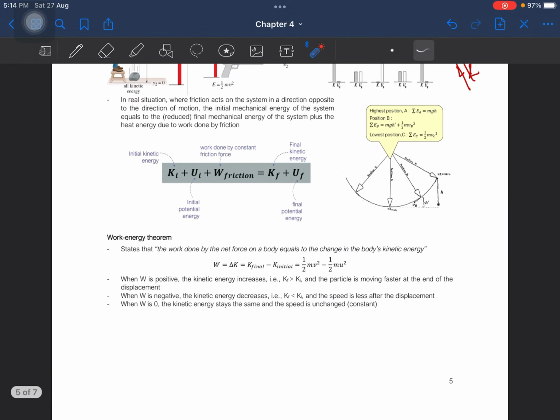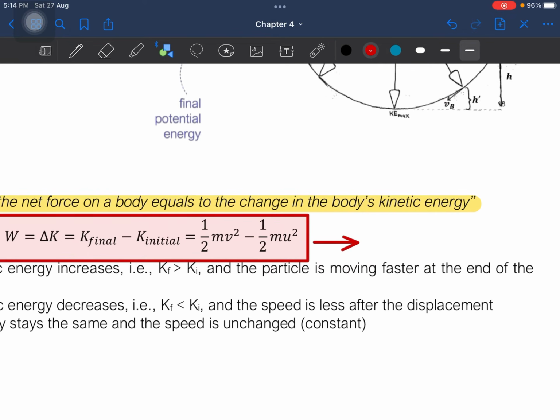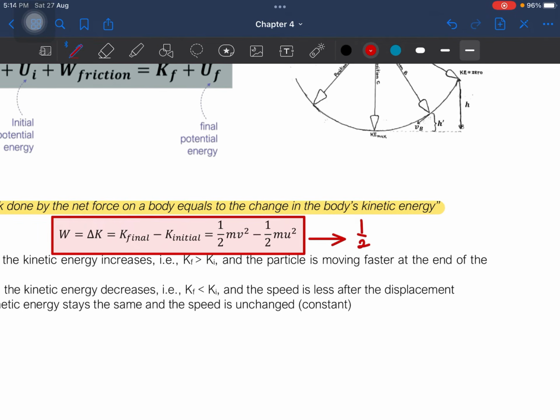Alright. Let's look at the work energy theorem. So what is work energy theorem? It states that the work done by the net force on a body will equal to the change in the body's kinetic energy. So the formula is W equal to delta K equal to K final minus K initial equal to half mv square minus half mu square. So if we simplify that, it will equal to half m (v minus u) square.